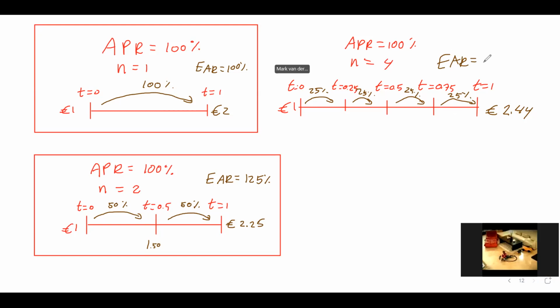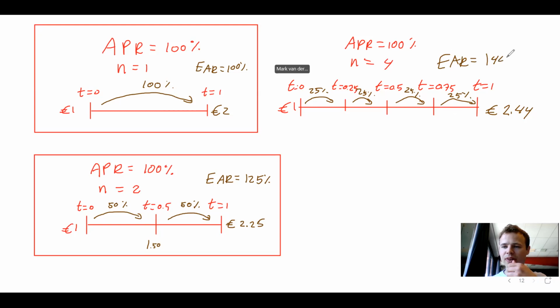Oh, 144. Yes, 144%. So what I mean with this is that the higher your N is, so N was the amount of interest payments per year, the higher the N is, the more it will compound, and therefore the higher the effective annual rate is. So you actually get 100%, but in reality you actually get 144% because you have some extra compounding because the N is bigger than 1. That's the idea here. Okay.